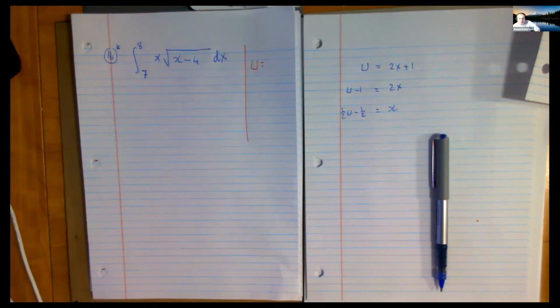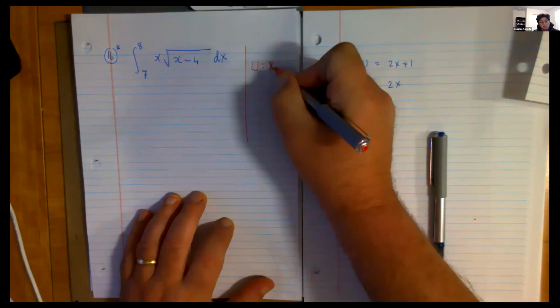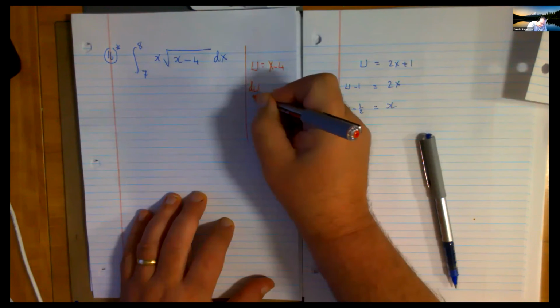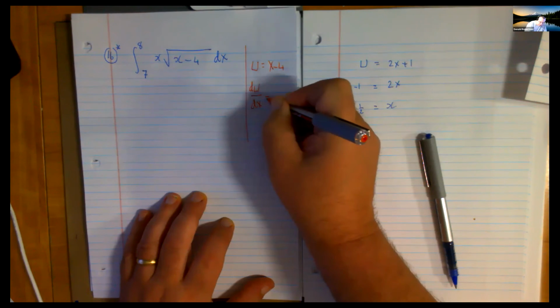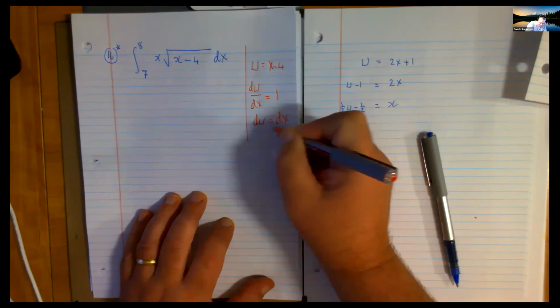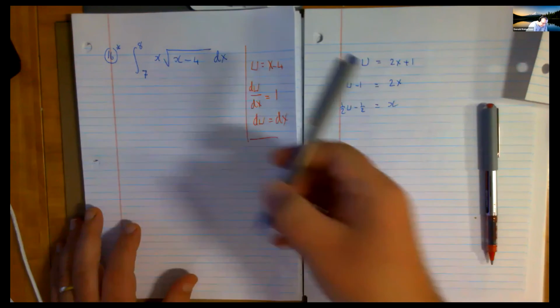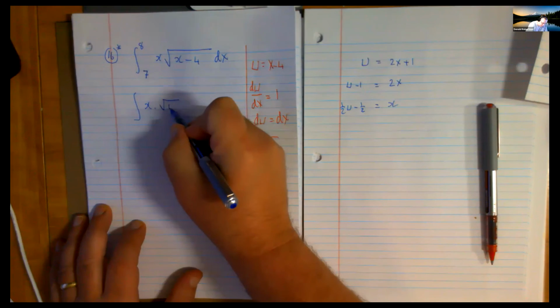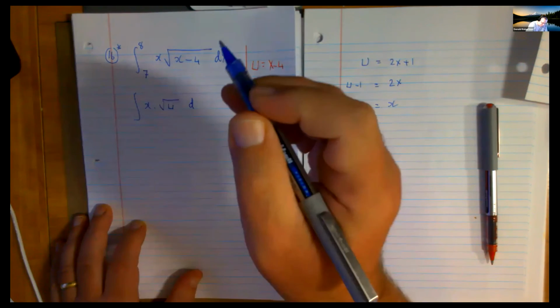Who's the u sub in this question? X minus 4. Differentiate with respect to x, you get 1. Crossover, you're finished. So this guy becomes x square root of u du.